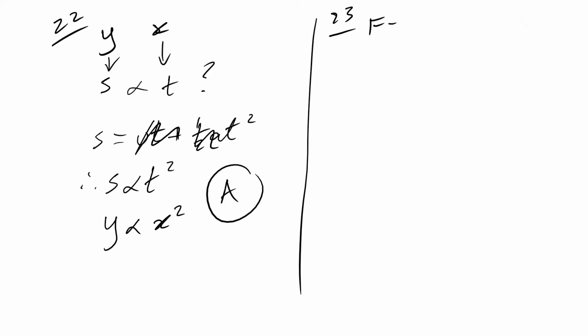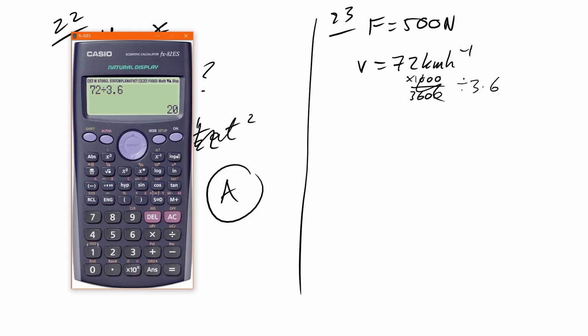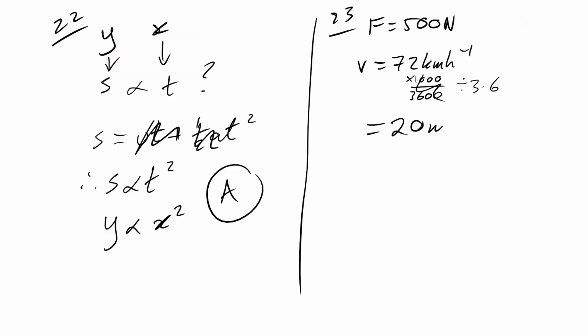We have a force of 500 newtons. We have a constant speed of 72 kilometers per hour. Let's turn that into meters per second, shall we? So we times by 1,000 and then divide by 3,600. So in other words, just divide by 3.6. And it gives us a nice 20 meters per second. That's nice. What are we being asked to find?